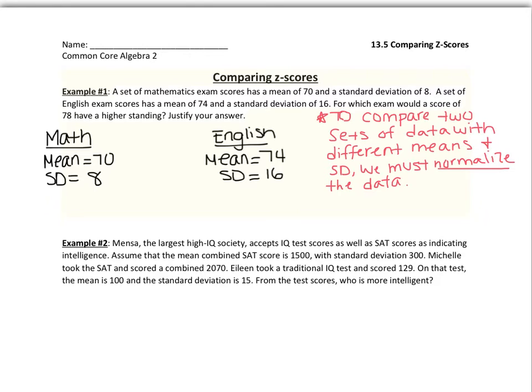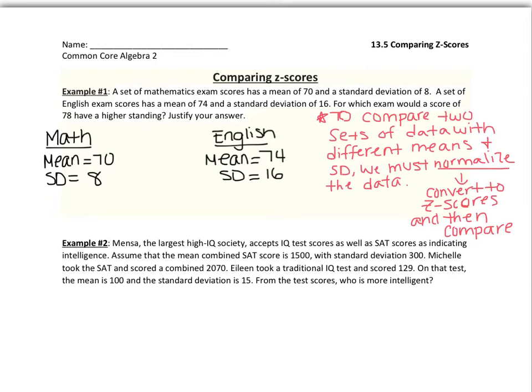And what does that mean, to normalize the data? It just means to convert to z-scores. So it just means convert to z-scores and then compare. Okay, so again, to normalize just means convert everything to a z-score and then compare them.